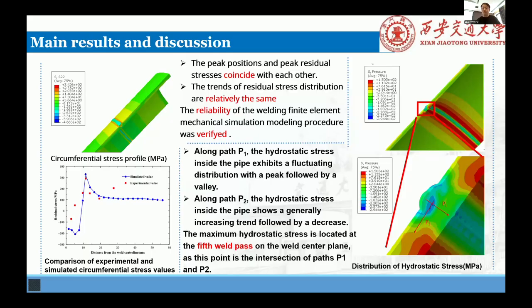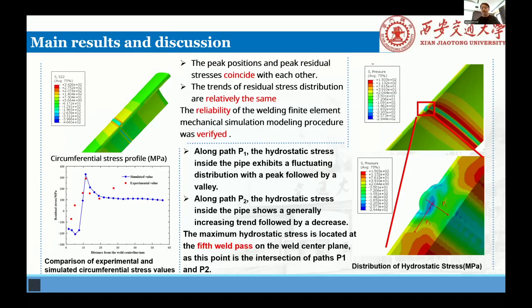The comparison of experimental and simulated values indicates that the simulated stress profile agrees well with the measured one. The peak position and the peak residual stress from the model coincide with those obtained from the hole drilling test, and the trends of the residual stress distribution are similar. This agreement verifies the reliability of our welding finite element mechanical simulation procedure.